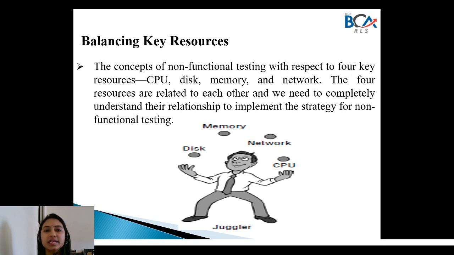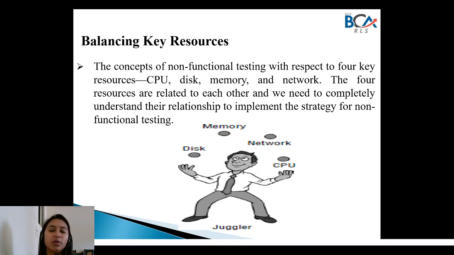Next is balancing the key resources. You can see the diagram. A juggler is juggling the components, which are your CPU, network, memory and disk. These are the 4 basic components of your computer. Okay. So he is juggling between the components.